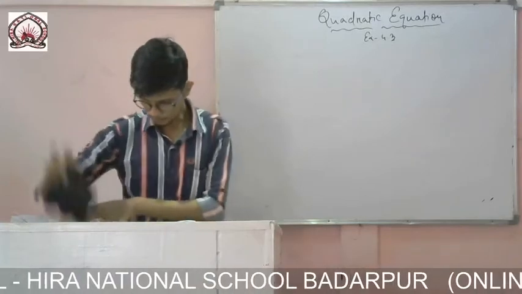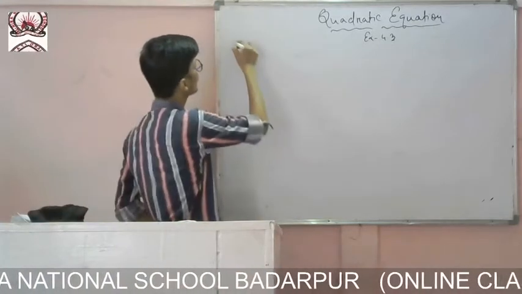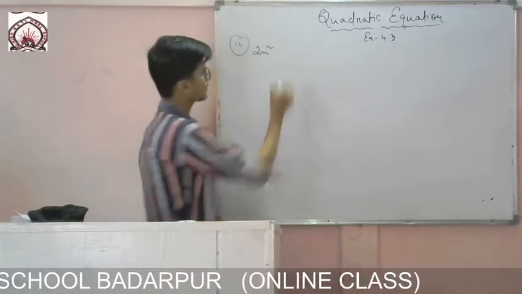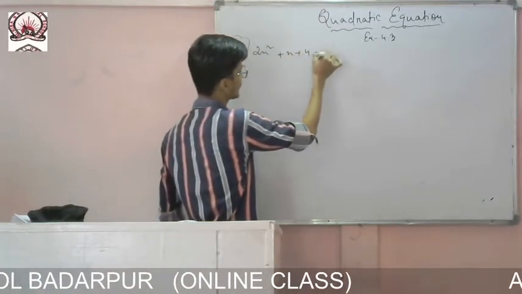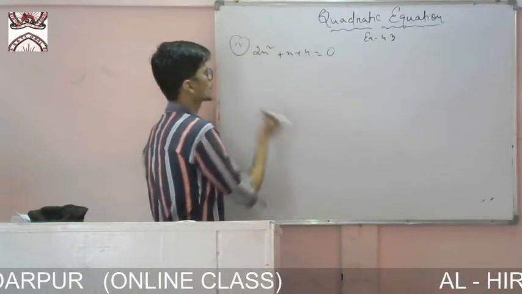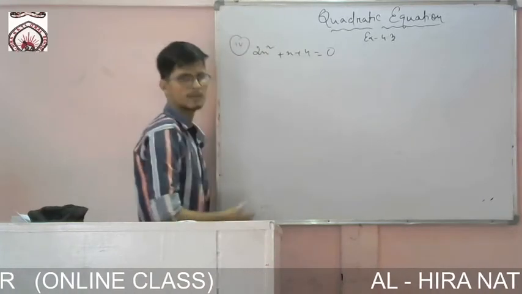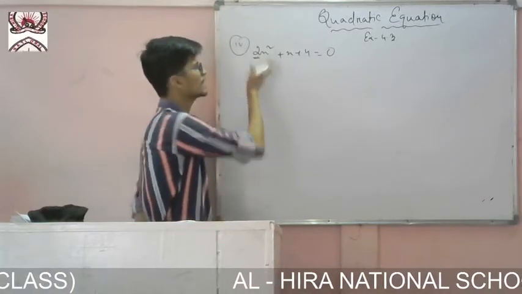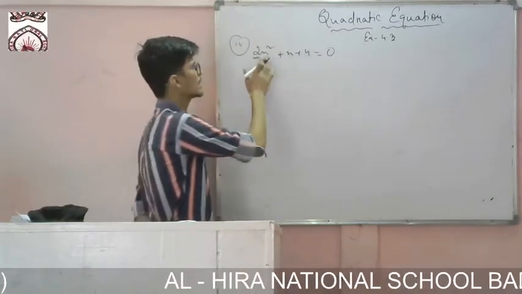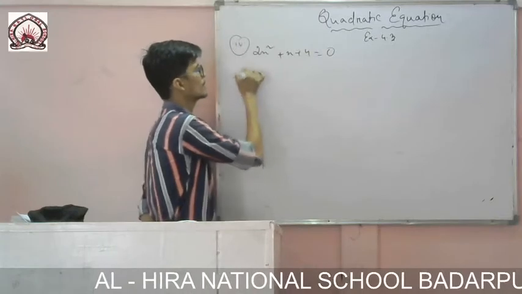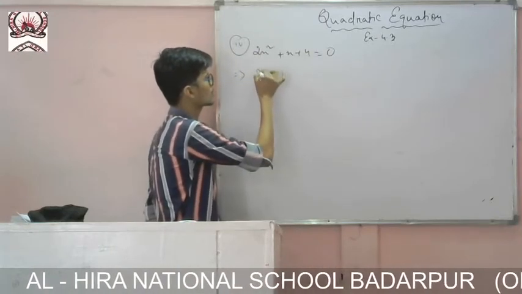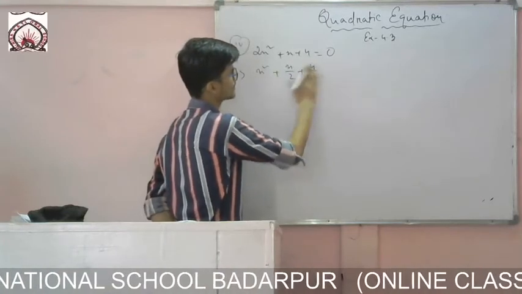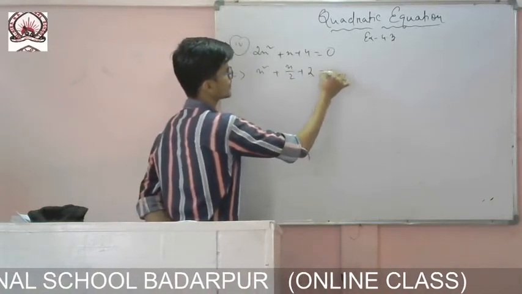So Roman number 4, let me write 2x square plus x plus 4 equals to 0. First of all, I will take the coefficient of x square, which here is 2. If anything else comes, then you write that. I will divide by the coefficient of x square, so it will be x square plus x by 2 plus 4 by 2, that means 2, equals to 0.